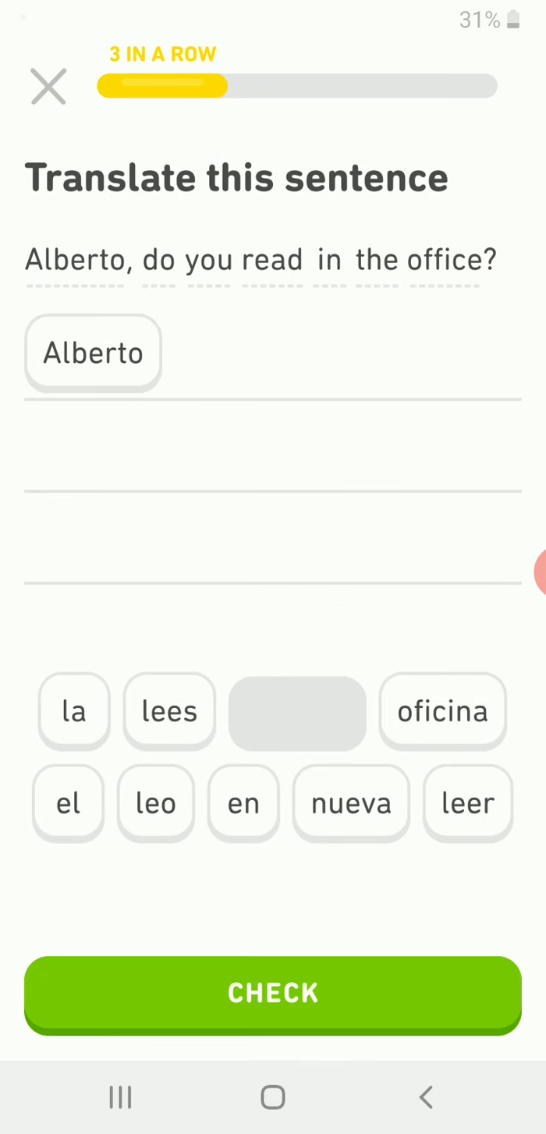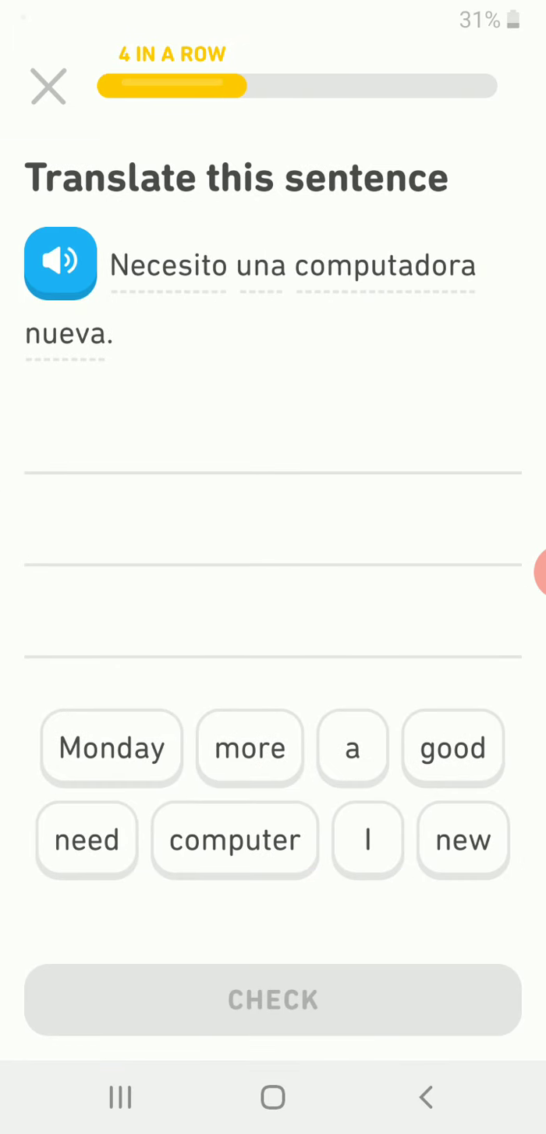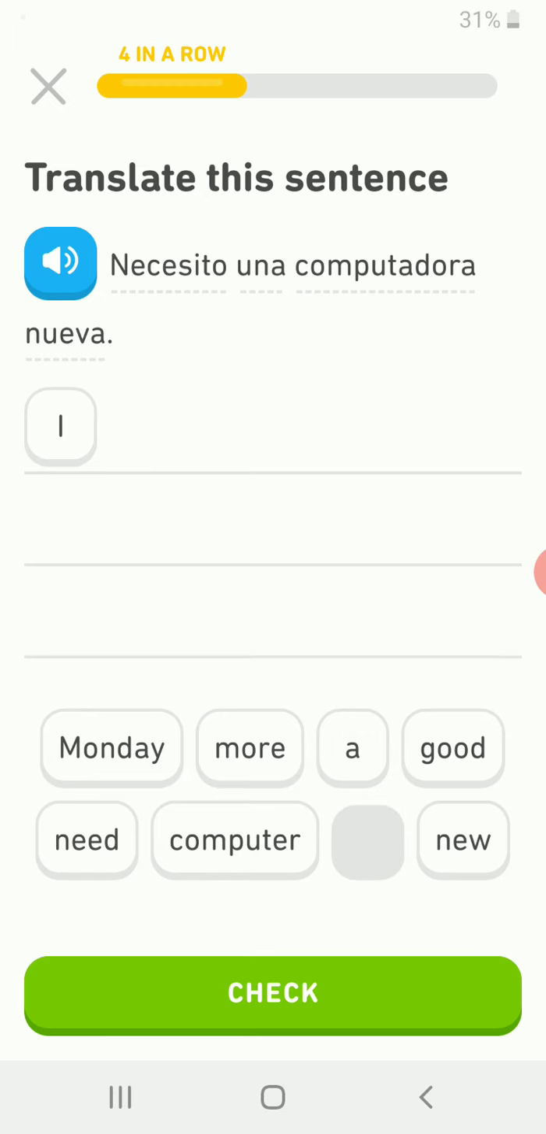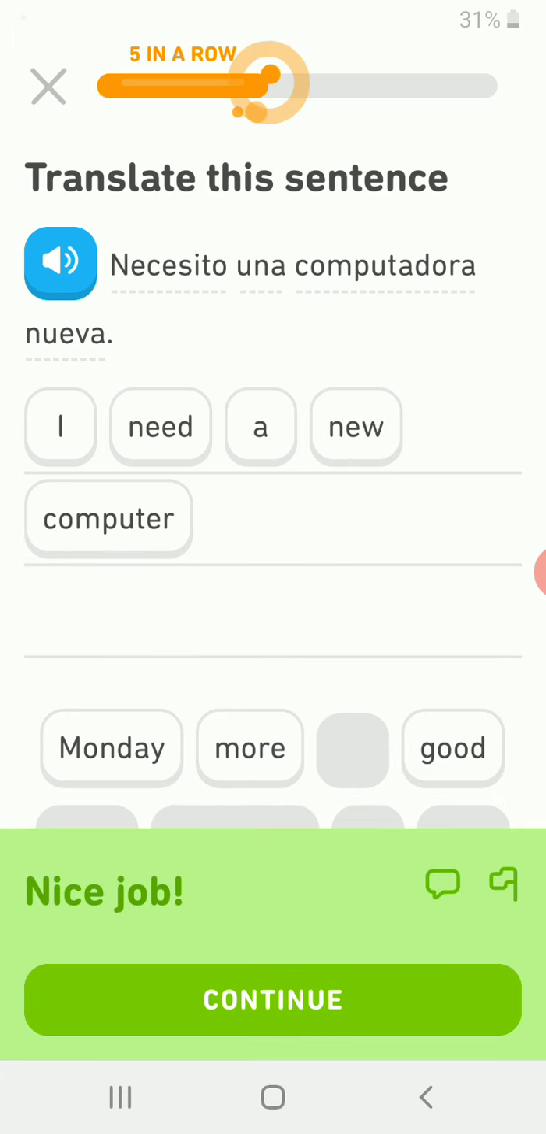Alberto, do you read in the office? ¿Tú lees? Lees en la oficina. So I can put it like this. Necesito una computadora nueva. So necesito is I need. I need a new computer.